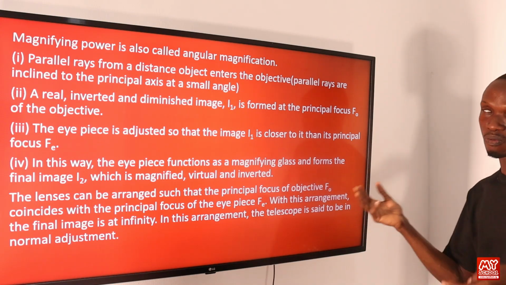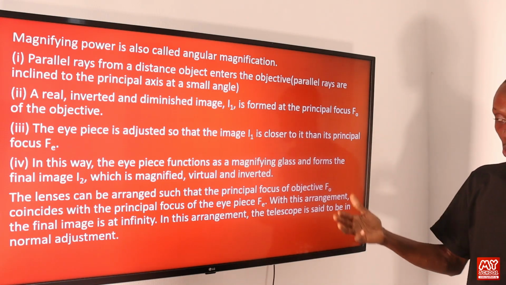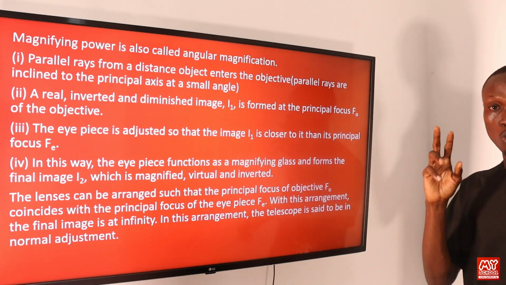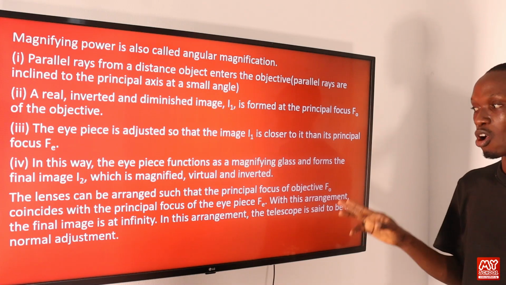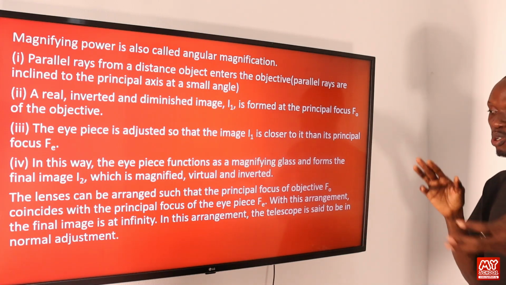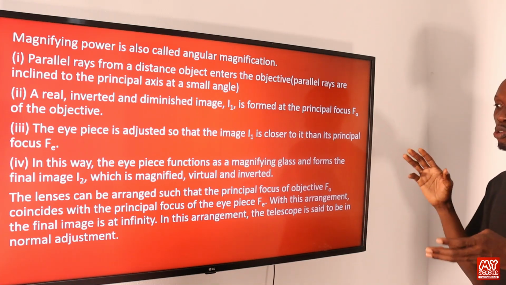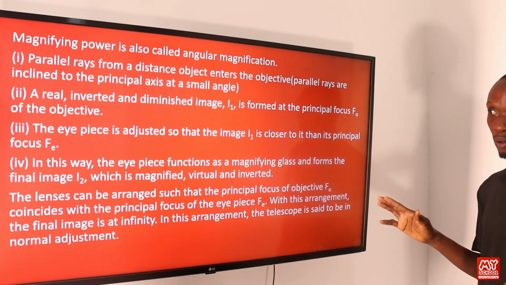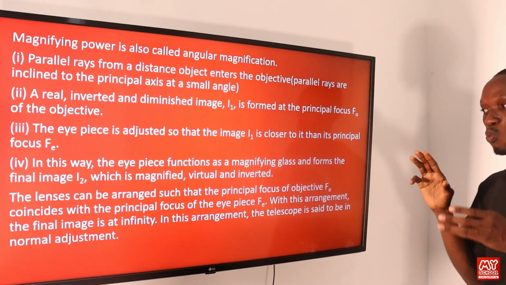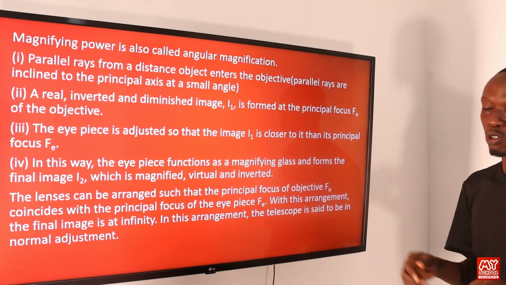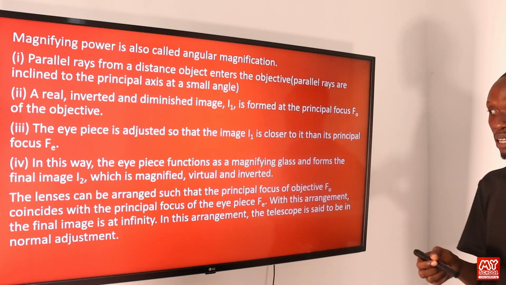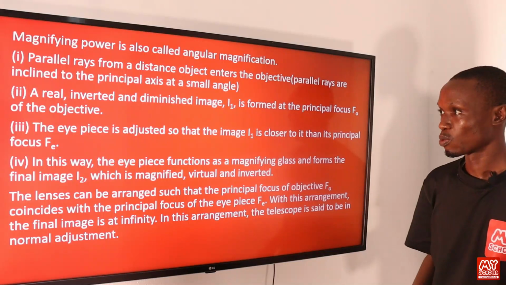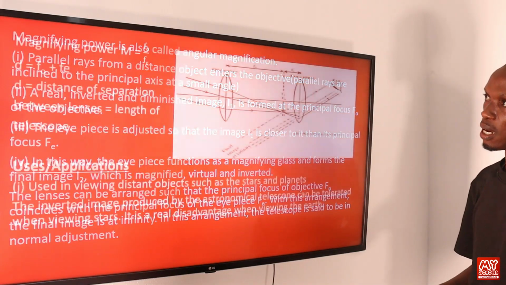Now remember that the objective here is a lens too, right? Because the astronomical telescope consists of two lenses. One they call the objective and the other they call the eyepiece. So the telescope is said to be in normal adjustment when the lenses are arranged in such a way that the principal focus of the objective lens coincides with the principal focus of the eyepiece. Let's move to the next slide to continue with our lesson.